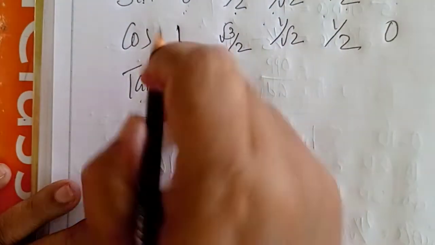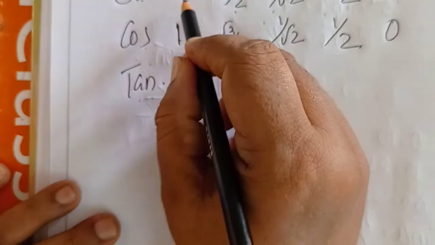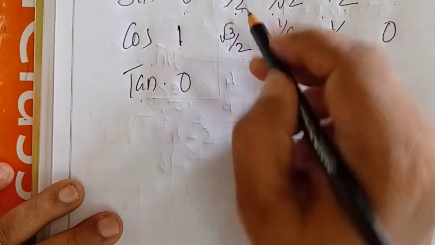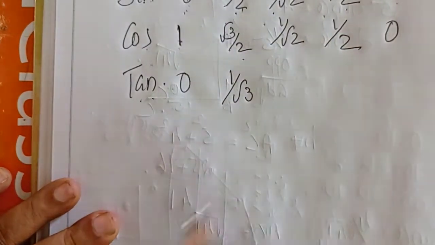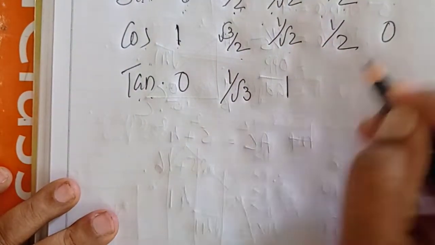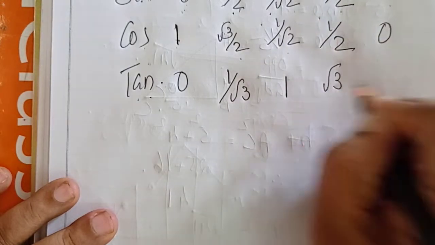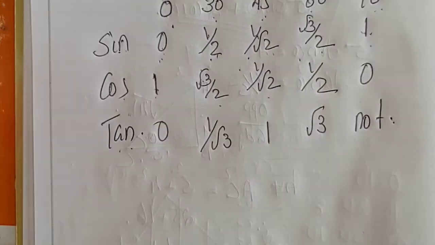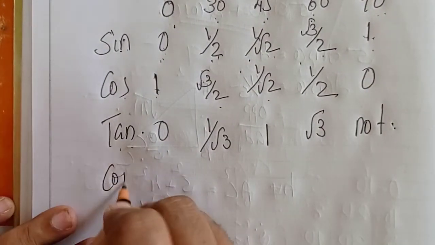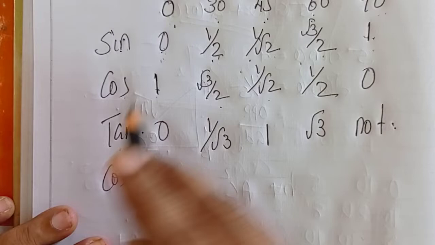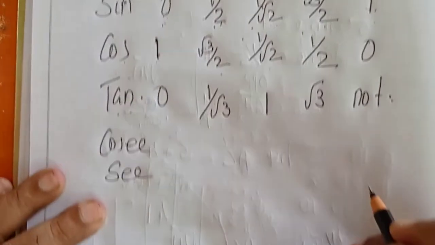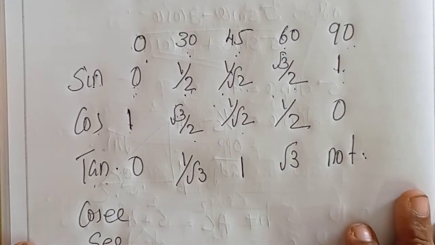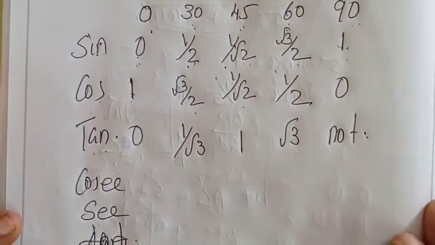Dear students, sine by cos is tan. 0 by 1 is 0. 1 by 2 by root 3 by 2, the 2 denominators cancel. 1 by root 3. 1 by root 2 by 1 by root 2 is 1. 2 cancel upper. Then 1 by 0 is not defined. Then how can you write cosec? Cosec is the reciprocal of sine, sec is the reciprocal of cos, and cot is the reciprocal of tan.